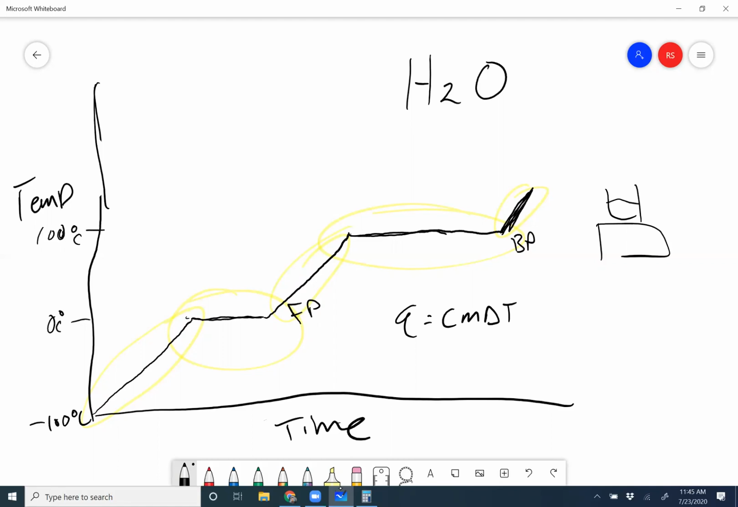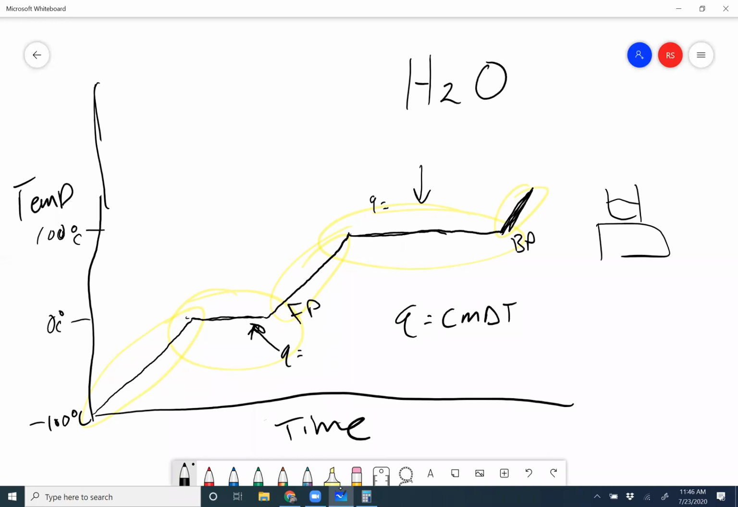But what is going on here where it goes flat? What's happening here? We're still adding energy because it's sitting on the hot plate. But the temperature isn't changing. So delta T drops to 0. Well, if we plug 0 into our equation, that would just make it equal 0. And we know that's not the case.